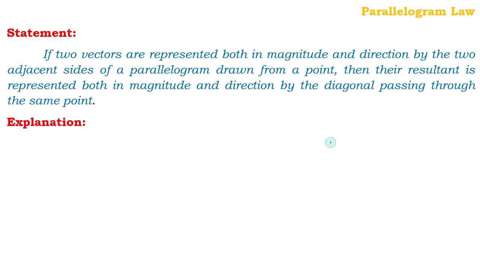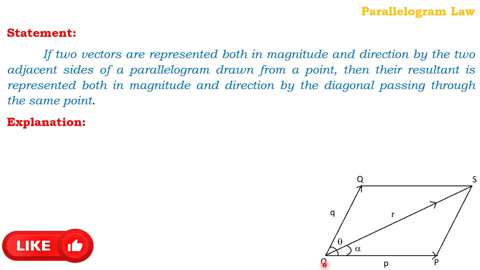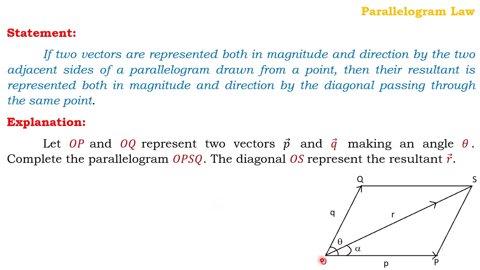This can be explained as follows. Let us consider OP and OQ. These are two vectors which are two sides of a parallelogram drawn from a point O. Suppose OP is represented as P bar and OQ is represented as Q bar. The diagonal OS, which is equal to R, will represent the magnitude of the resultant of two vectors P bar and Q bar.